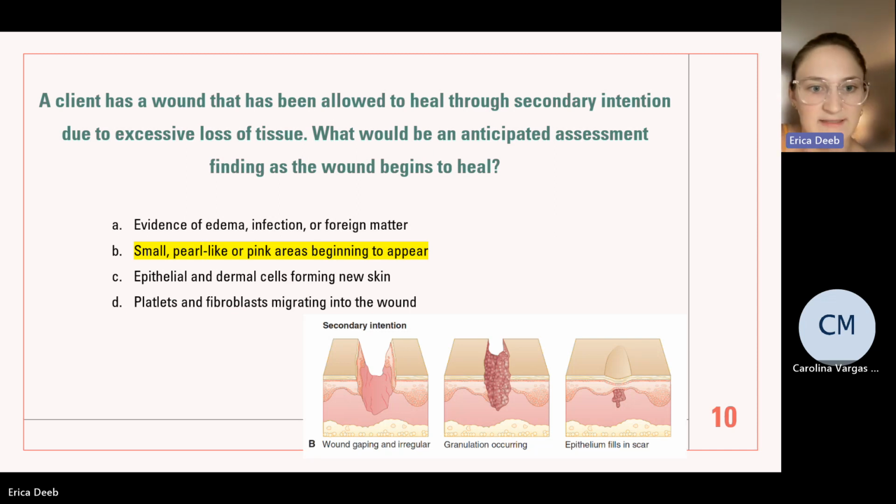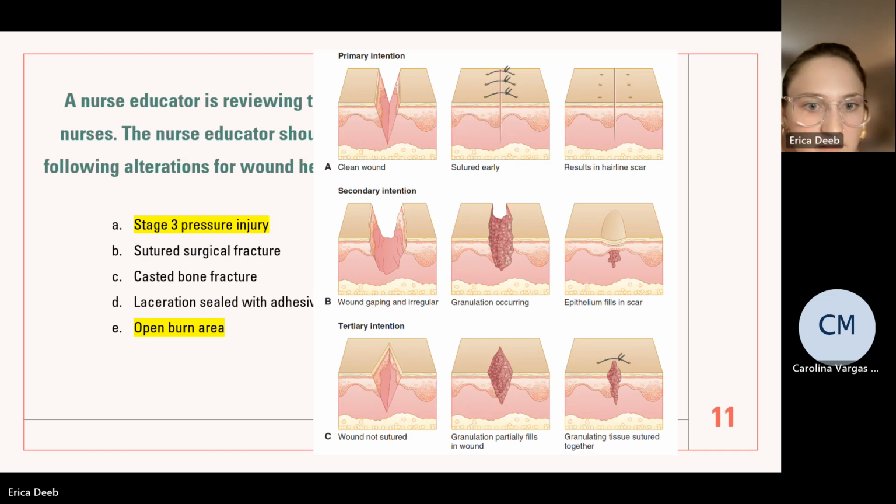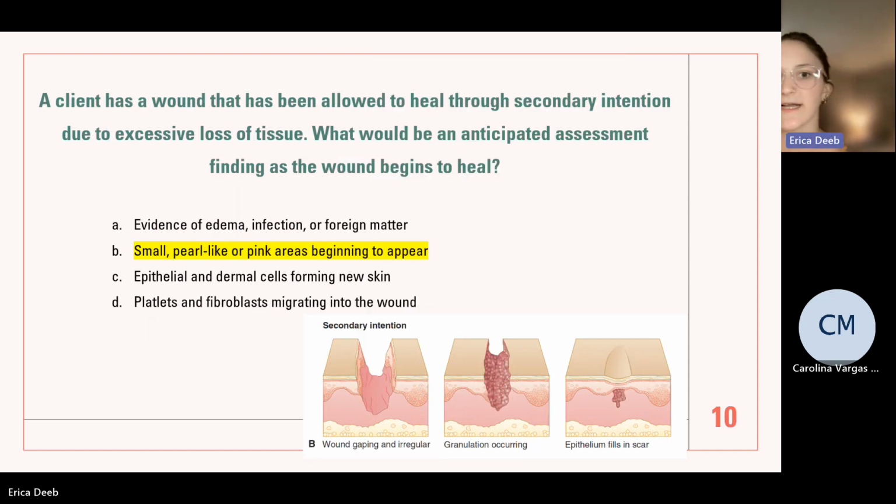As you can see here, the wound is gaping and irregular. It's not able to be stitched up. If it's secondary intention, there is no closing of the skin. Granulation tissue will appear, that red, beefy tissue. If you ever hear pearl-like or red and beefy, those are keywords that it's granulation tissue. Then the epithelium will fill in the scar. Sometimes they'll close the wound after it's already started healing, but that's tertiary intention. With secondary intention, it just has to close on its own.